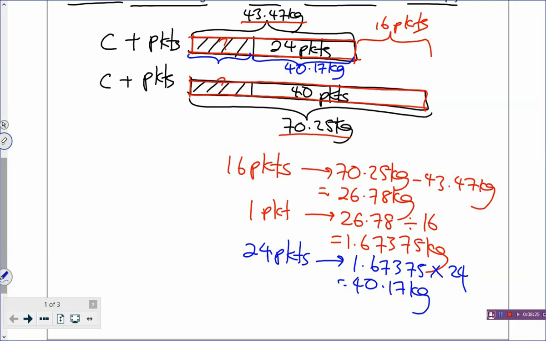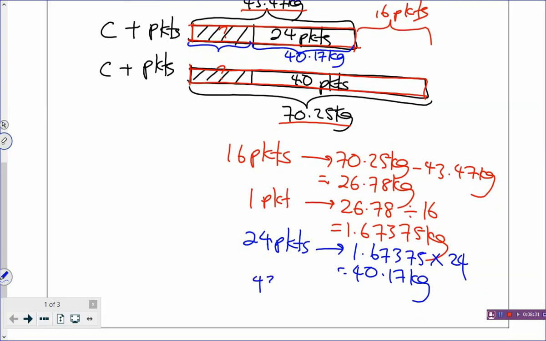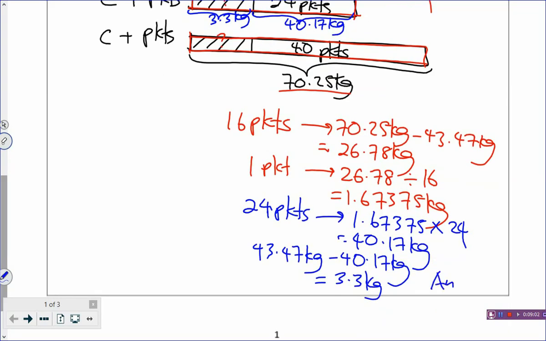You just look at the total mass, right, which is 43.47 kg. That is the total mass, and you minus 40.17, and you will get the mass of the empty crate. So 43.47 minus 40.17, and you get 3.3 kg, which is the mass of the empty crate. And you solve the problem, right? And that's how you show model sharing. That's how you draw the model, which is like model sharing.